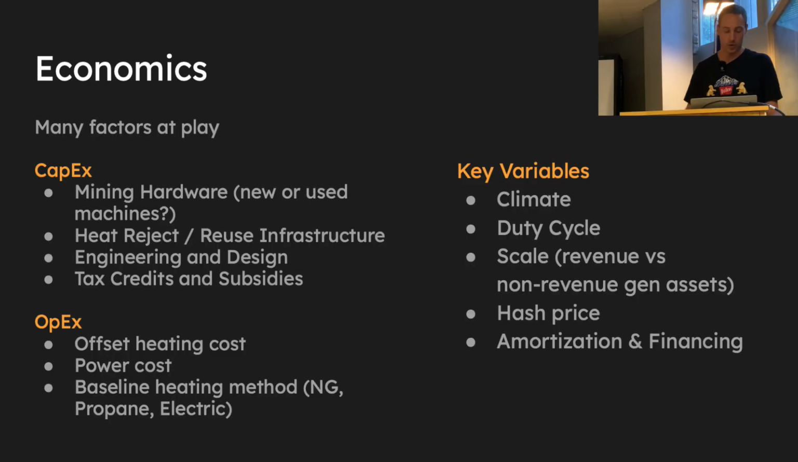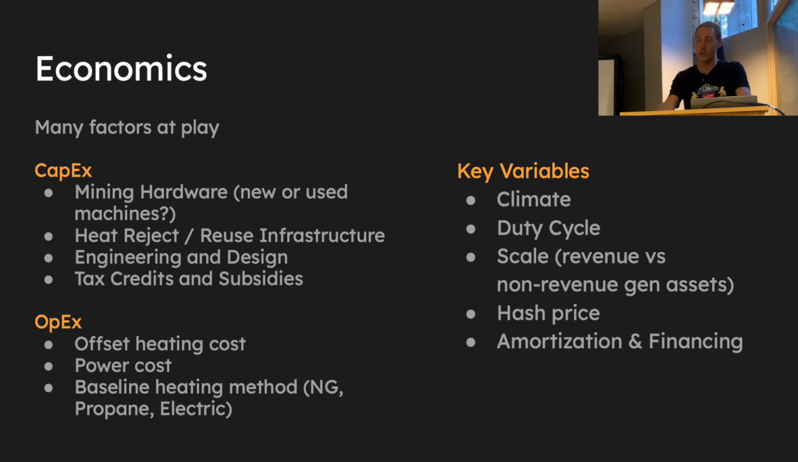So how do the economics work? I've alluded to this a little bit. There's the CapEx, right? There's the mining hardware, new or used machines. I think that heat reuse is an excellent opportunity to reuse older machines because you're not so sensitive to the efficiency, right? The heat is a product in addition to the sats. It's a great way to reuse older miners. It's a great way to lower the CapEx by buying a machine that is 1 or 2 years old after it's heavily reduced in price. Then there's the heat reject and reuse infrastructure, what I just outlined on the slide before.